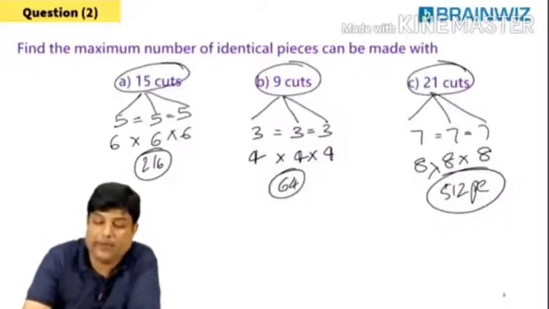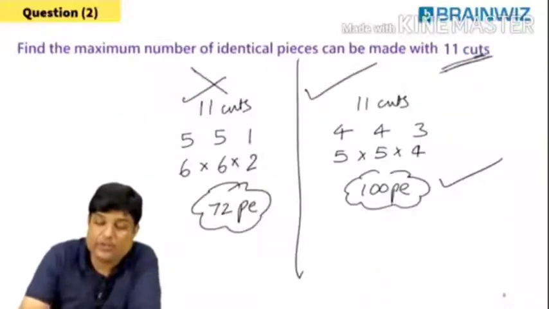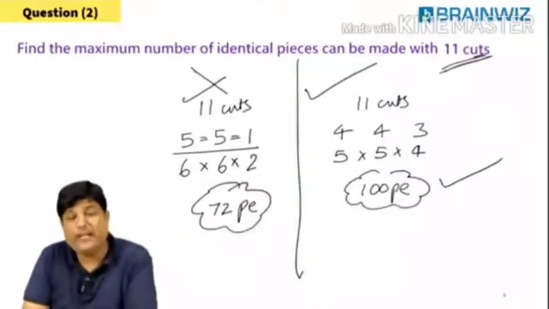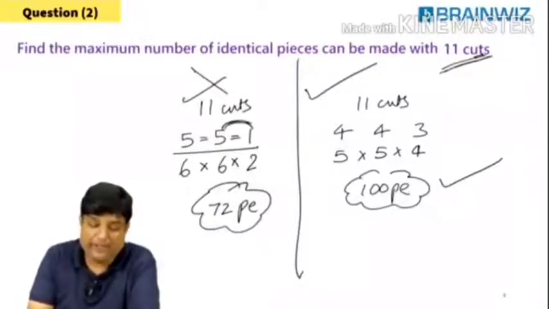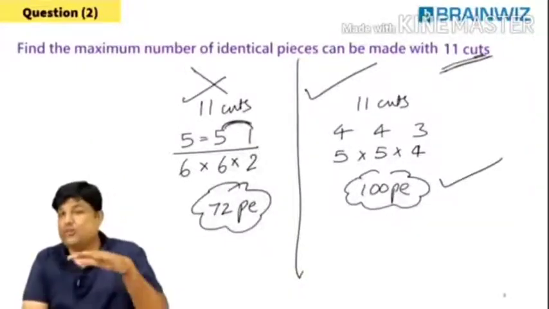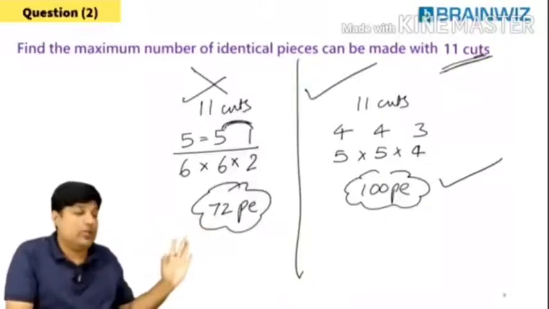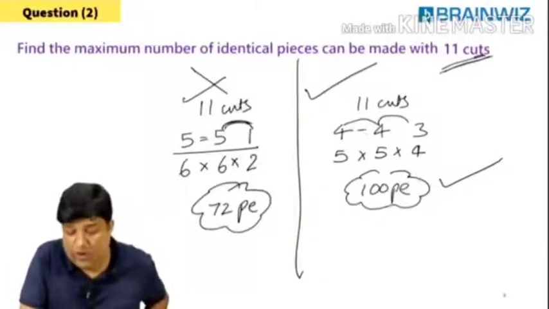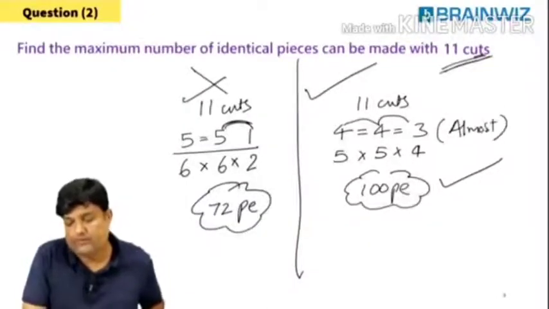Are you understanding, everybody? But do you think, students, here you are maintaining equality? No. Look at that. 5, 5 are equal, but between 5 and 1, you have a large gap. So they are not almost all equal. 5, 5, 1, it's not almost all equal. But 4, 4, 3 are almost all equal.